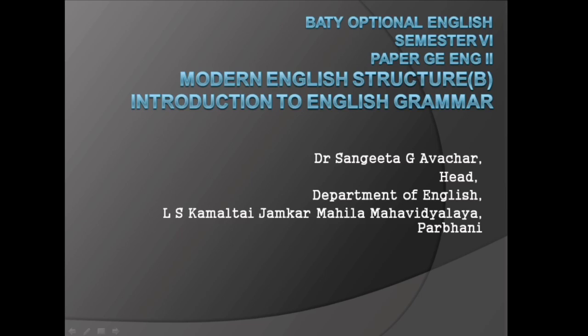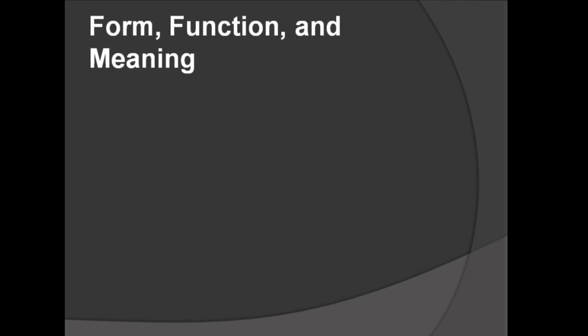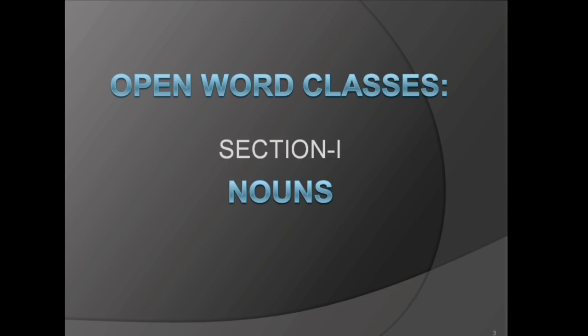Here we are going to discuss the paper of Modern English Structure, Introduction to English Grammar. In that, we will be discussing the first open word class, nouns. In the previous presentation, we discussed the definition of noun. We also had a glimpse of some of the examples of noun.